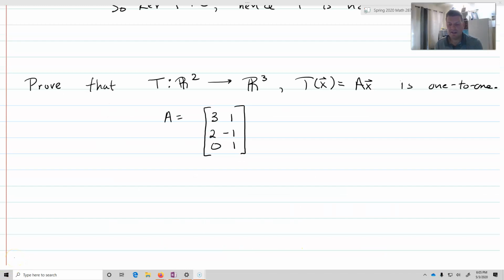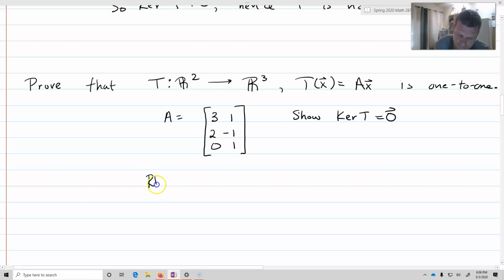Let's take a look at another transformation. So let's prove that T, R2 to R3, given by T of x equals Ax, is 1 to 1. So what I'm going to do is, I've got A, which is 3, 1, 2, negative 1, 0, 1. I'm going to show that the kernel of T equals the 0 vector. And that's pretty simply done. We just have to show that Ax equals 0 has only the trivial solution.